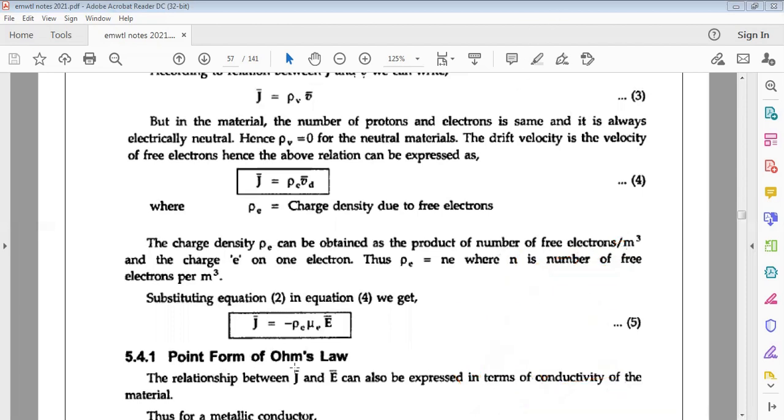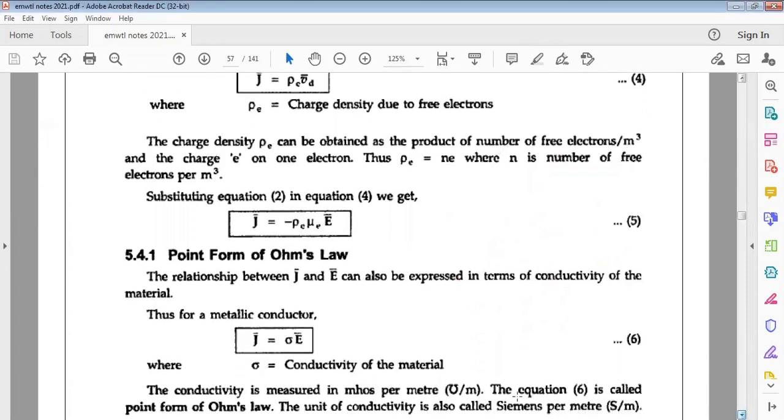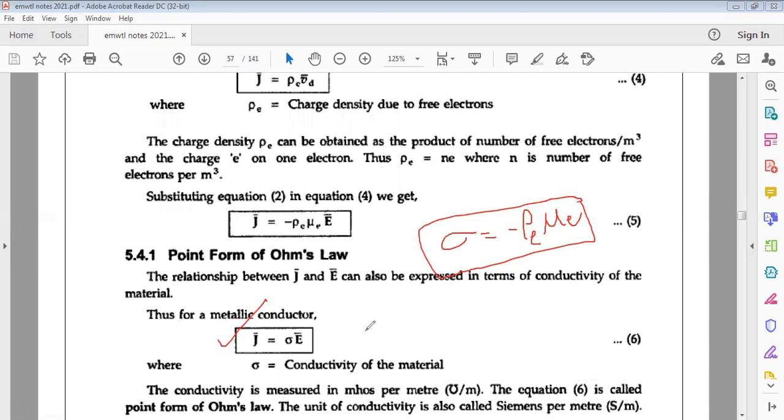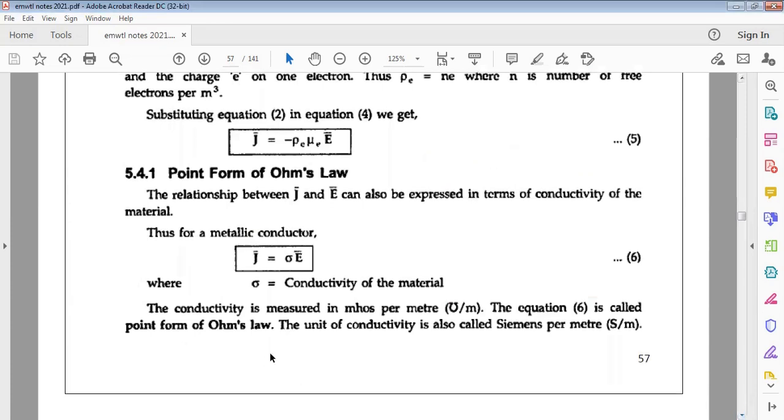Now you can derive the point form of Ohm's law. J bar is equal to sigma into E bar. That sigma is nothing but the conductivity of the material. The relation between J bar and E bar can also be expressed in terms of the conductivity of the material. Thus, for a metallic conductor, J bar is equal to sigma into E bar. What is sigma? Sigma is equal to minus rho_e into mu_e. J bar is equal to sigma into E bar, where sigma is the conductivity of the material. This equation is also called the point form of Ohm's law.